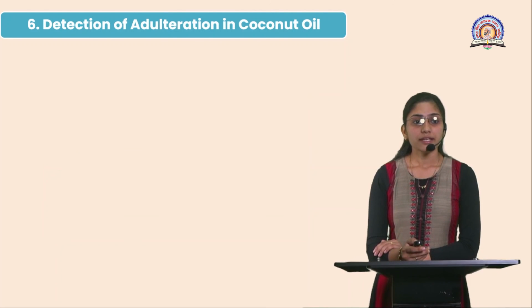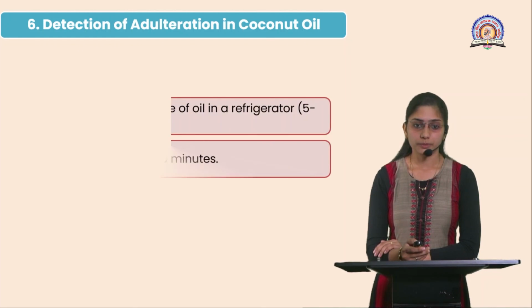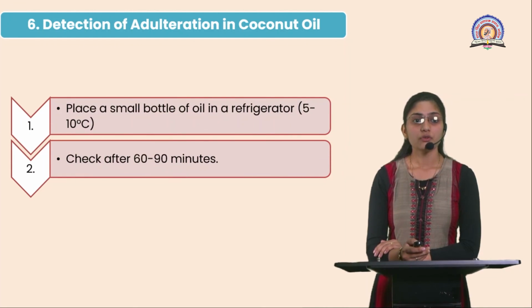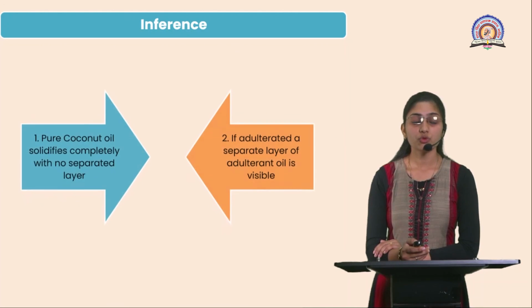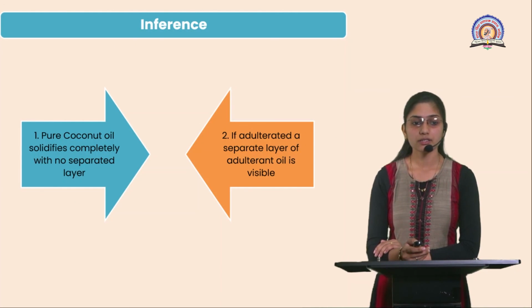The next method is the detection of adulteration in coconut oil. For this, no reagent is required. You have to just do the procedure directly. The first thing you have to do is place a small bottle of oil in a refrigerator at a temperature of 5 to 10 degrees Celsius, and you have to check that bottle after 60 to 90 minutes. Then what is the result after 60 to 90 minutes? A pure coconut oil solidifies completely with no separated layer.